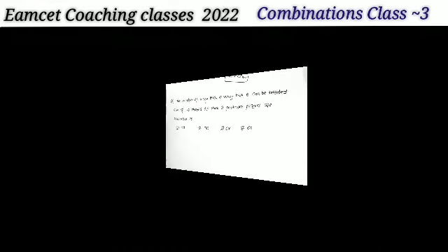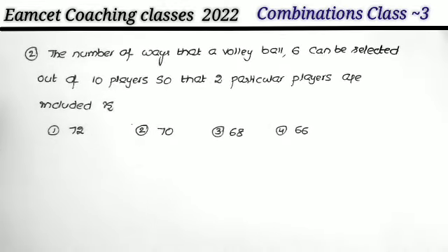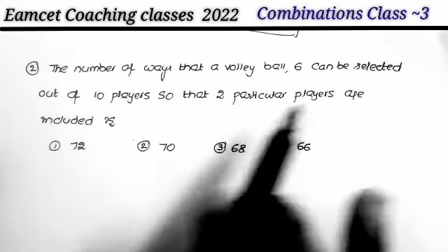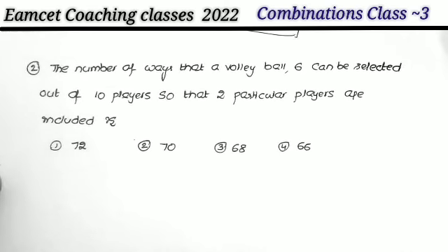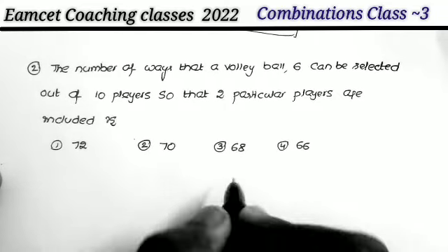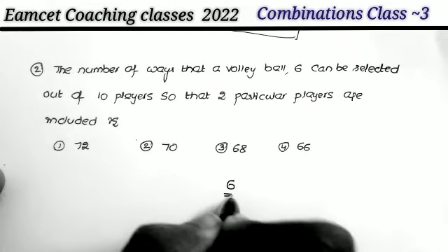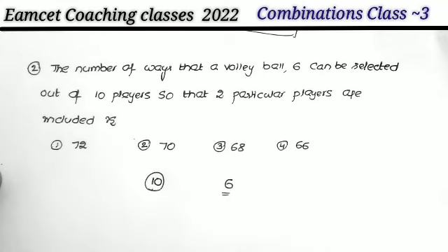Understood, all of you? See the next one. The number of ways that a volleyball team of 6 can be selected out of 10 players, so that 2 particular players are included. What is the given data? We have to select 6 players out of the 10 players. 10 players are there, and we have to select 6 players.